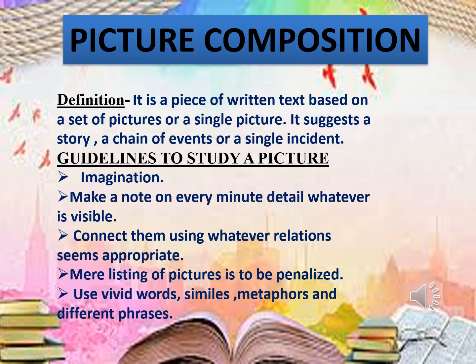Picture composition. Picture composition is a piece of written text based on a set of pictures or a single picture. It suggests a story, a chain of events, or a single incident. In a picture composition, what you have to do is you need to study and analyze the picture closely, which will be given to you. After observing, you can write a story or an account of what it suggests to you by using appropriate words to express your creative ideas. Your written text should leave a lasting impact on the readers.